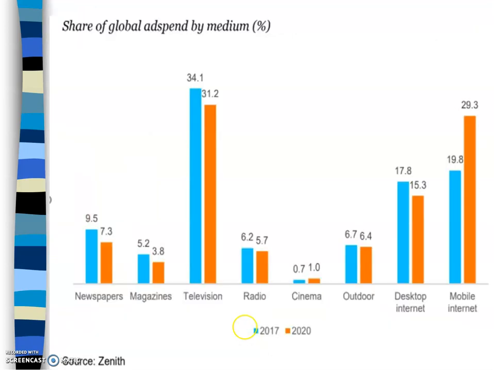So, another look here, in terms of a comparison between 2017 in blue and 2020 in orange, you see television, for example, going down, magazines going down, newspapers going down. You also see desktop internet going down. And what's the big gainer? Yes, mobile internet.